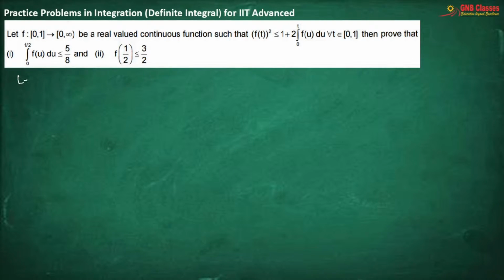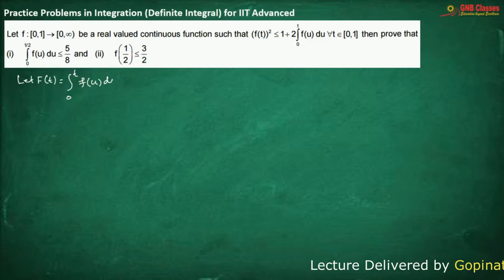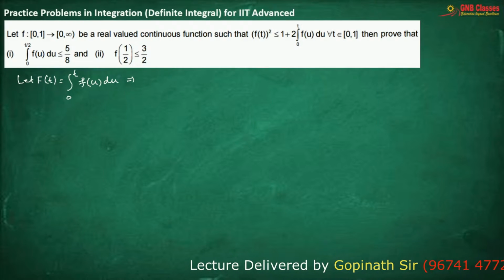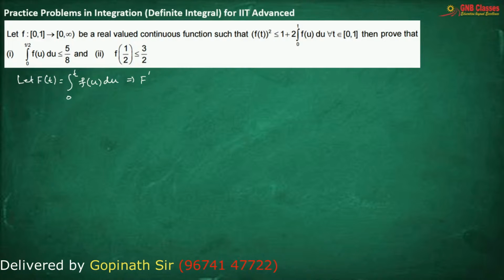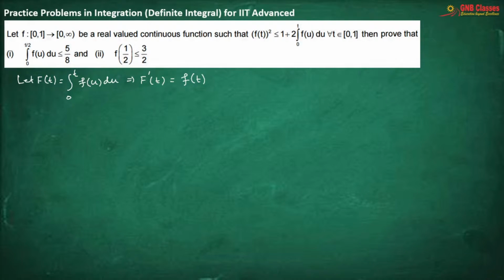Let capital F(t) be the integral from 0 to t of f(u) du. So from here, if I differentiate both sides with respect to t, we get capital F dash t equals f(t). Is it clear?